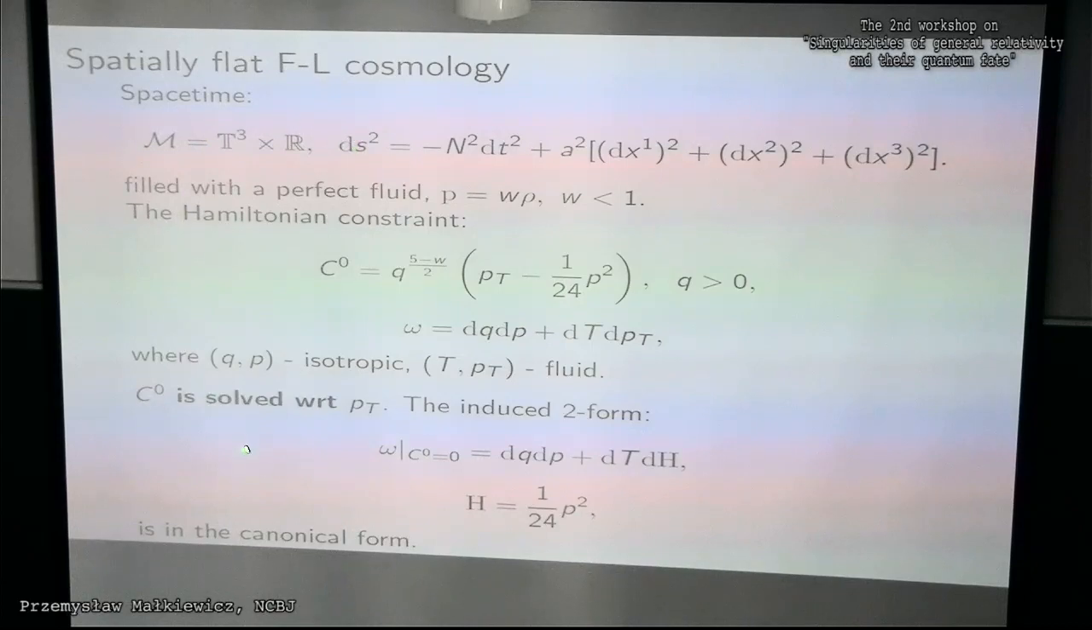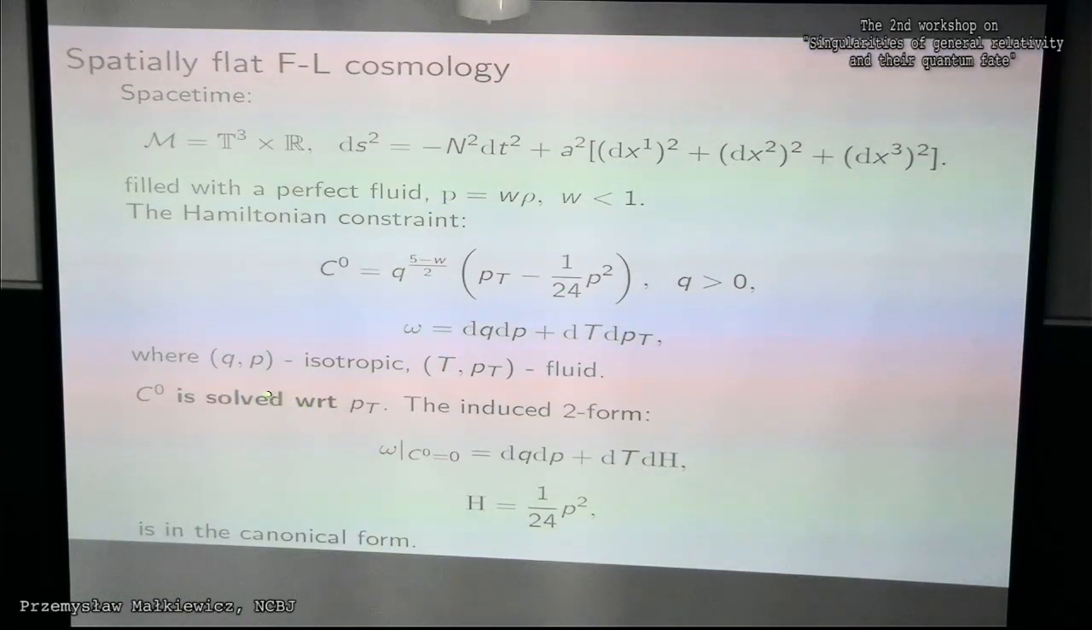Let's start with a spatially flat Friedmann model. So this is the line element. We assume that it's filled with a perfect fluid. The constraint is of this form. So this PT is very simple. It's associated with the fluid, it's the constant momentum. Q and P are the isotropic variables. Q is like volume, and P is like expansion rate. So this is the symplectic form, the unreduced, kinematical phase space.